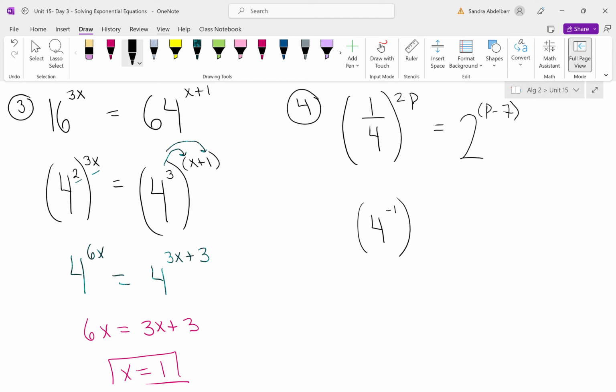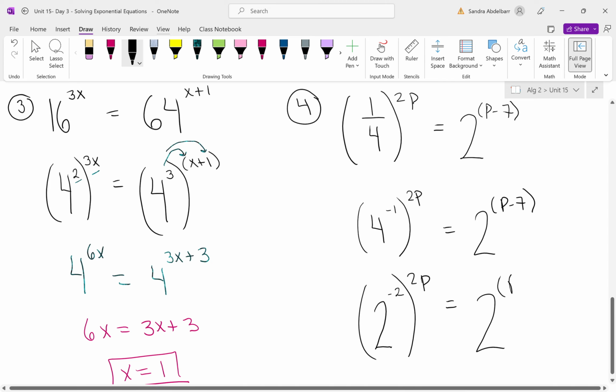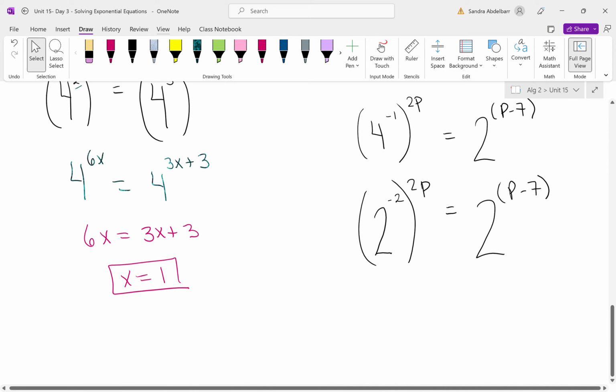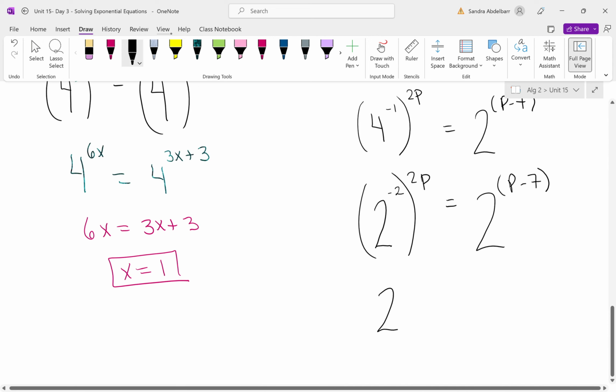Right, 1/4 is the same as 4 to the negative first power raised to the 2p equals 2 raised to the p minus 7. So anytime our numerator is 1, I would recommend using a negative exponent so we no longer have a fraction. Now I'm going to change the 4 into a base of 2. Wouldn't this be 2 raised to the negative second power raised to the 2p power equals 2 raised to the p minus 7 power. Power to a power, we multiply, so we got 2 raised to the negative 4p equals 2 raised to the p minus 7.